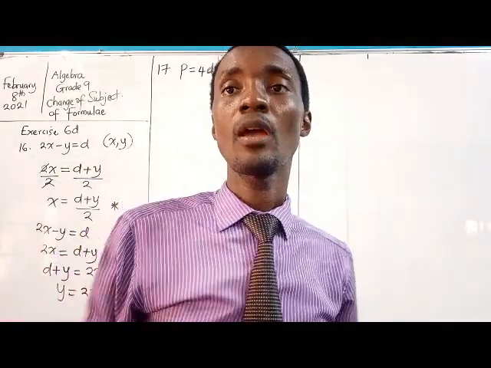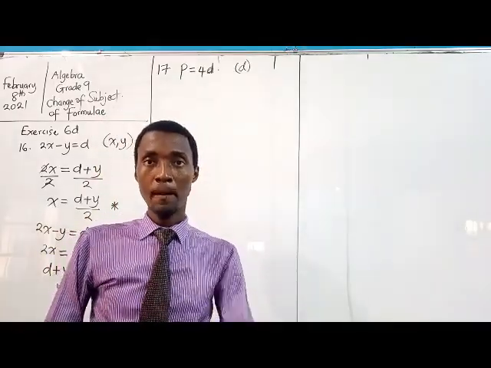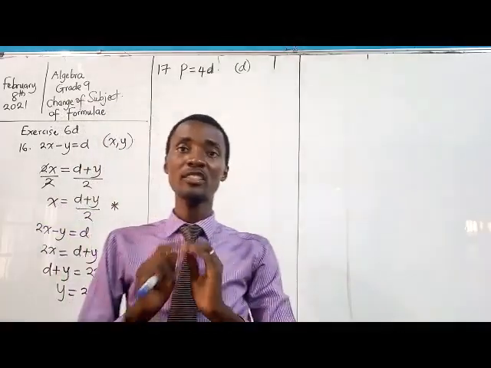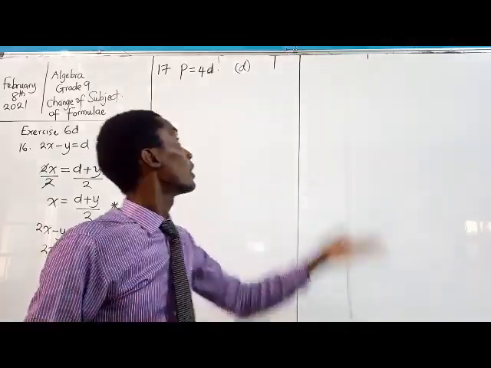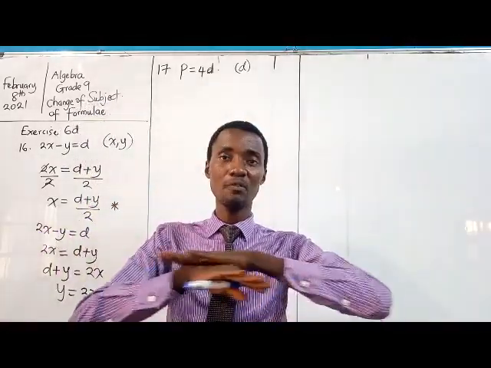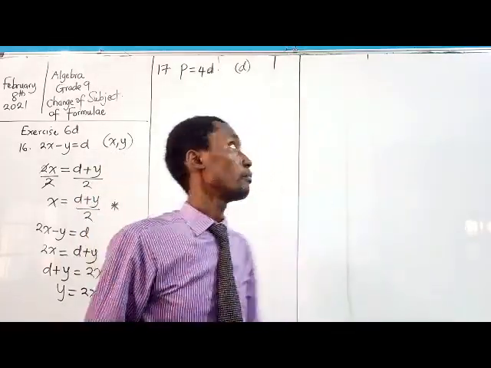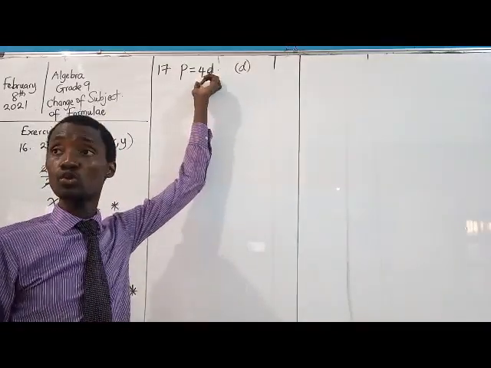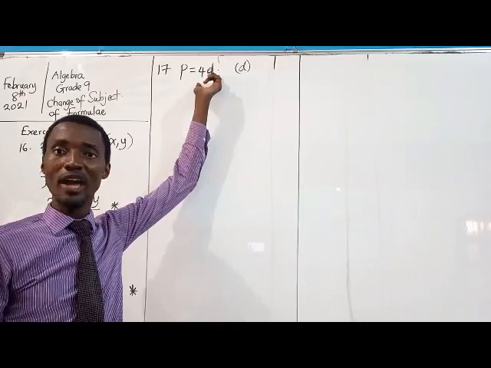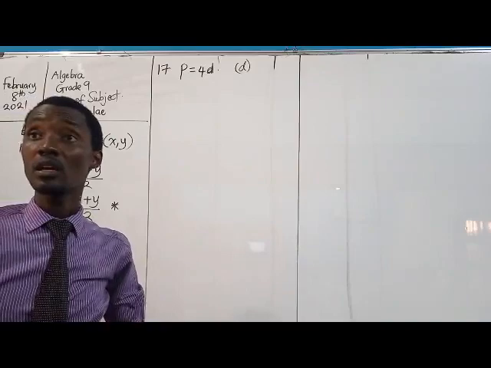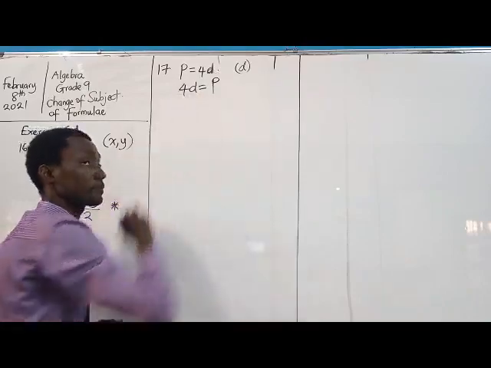Okay. Alright, let's go to question 17. The question says P equal to 4d. P is equal to 4d, and we are to make d the subject of the formula. So what do you do? The first thing you do, which is the standard practice in solving change of subject of formula, is to rewrite. We're rewriting because the subject we want to make is on our right hand side. So the first thing we want to do is to move this d to the left hand side. So that will be what? 4d equal to what? P.